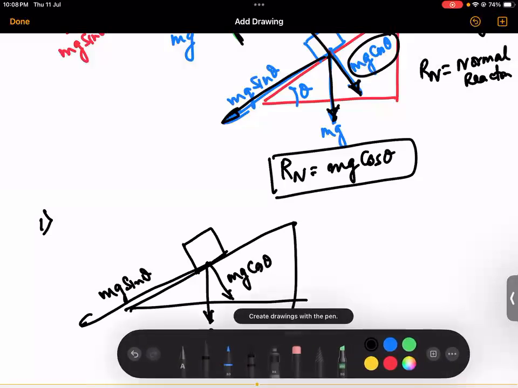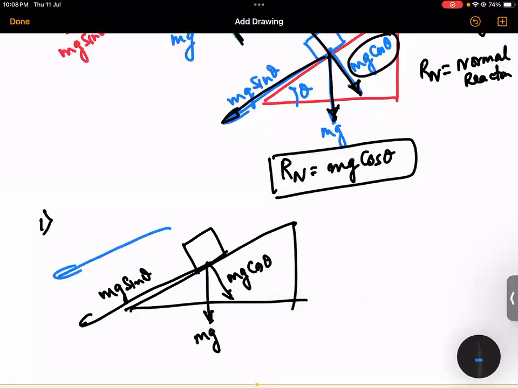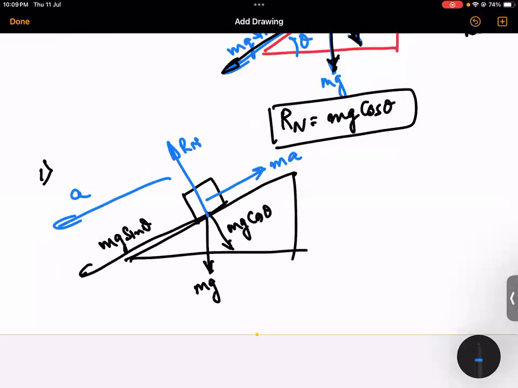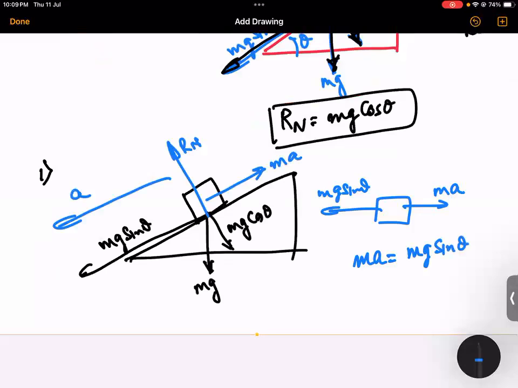So now what will happen? This is your acceleration in this direction, because the body is sliding down. So your ma will be acting in the opposite direction. So this will be your reaction. Now if I draw the free body diagram of this body, this is your mg sin theta, and this is equal to ma. So ma equal to mg sin theta. M and M get cancelled. Therefore, a equal to g sin theta.